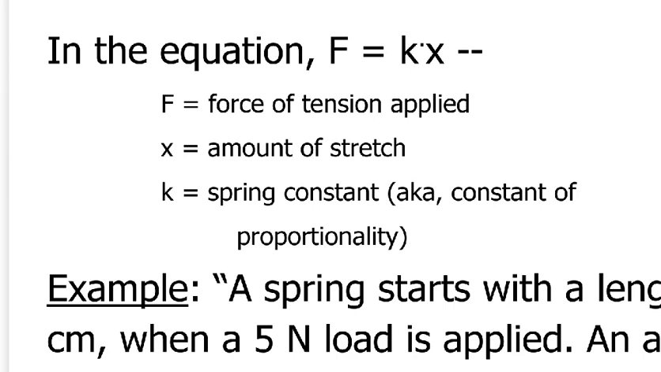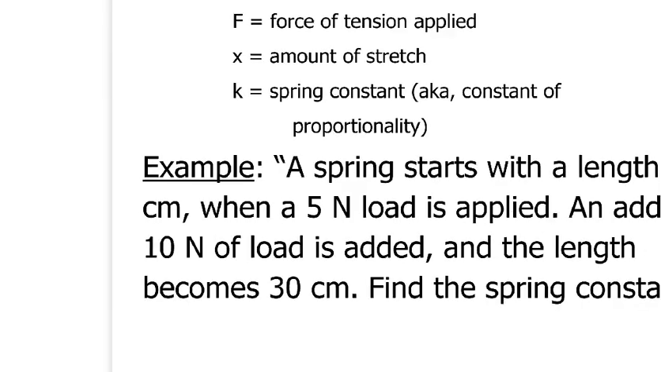And of course, if you have two identical springs, they will have the same spring constant. But different springs will have different spring constants. You might have a thick, really tight spring, and then you might have a thin, really loose spring, and those are going to have different values of K. All right, let's do an example.